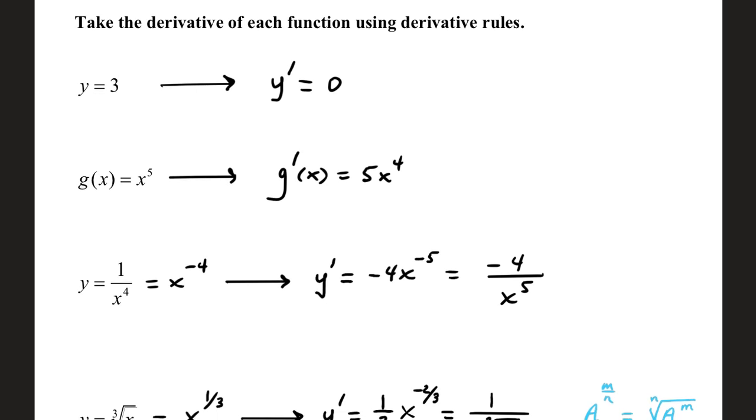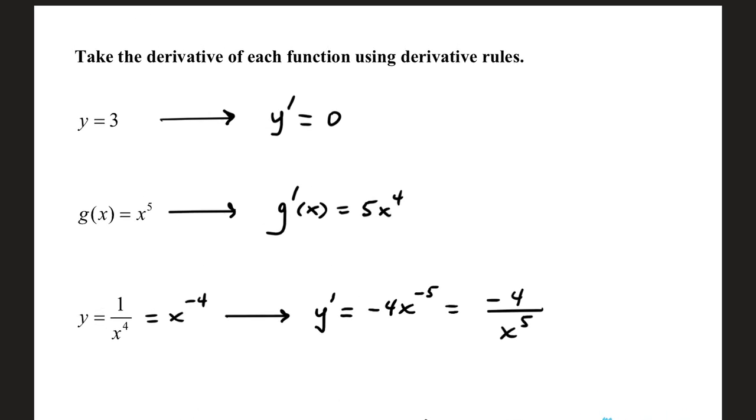So let's look at several examples. Let's take the derivative of each function using derivative rules. You guys did really well with this in class, by the way. Let's start with a constant function, y equals 3. Remember that any constant function will have a derivative of 0. Our next function, g of x, 1 times 5, that's 5. Subtract 1 from your exponent, and that makes it 4.